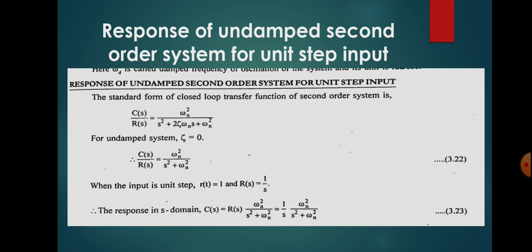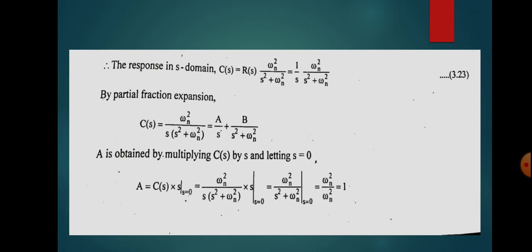For an undamped system, we know that delta equals 0, so we can substitute the value of delta. So C of s by R of s will be equal to omega n square by s square plus omega n square. Here the input is unit step, so we can write r of t equal to 1 and R of s equal to 1 by s. The response in the s domain, C of s, will be equal to R of s into omega n square divided by s square plus omega n square, that is 1 by s into omega n square by s square plus omega n square, and we can find the response by the partial fraction method.